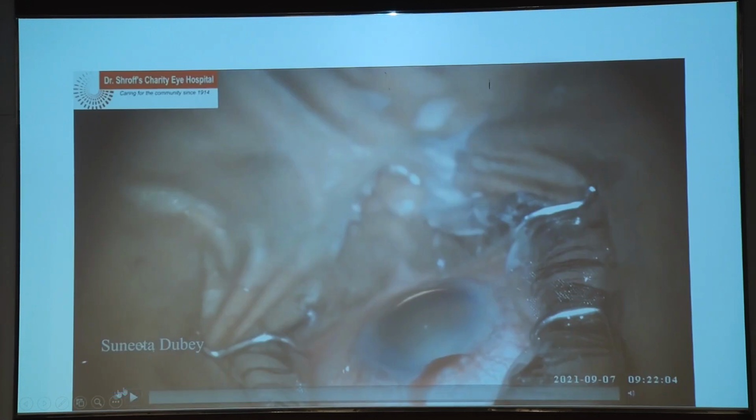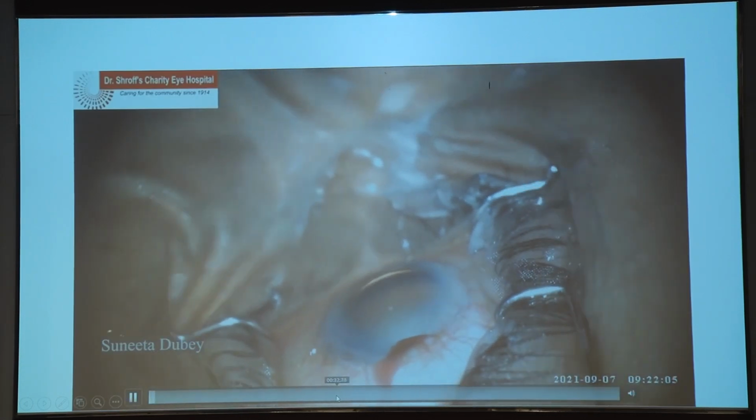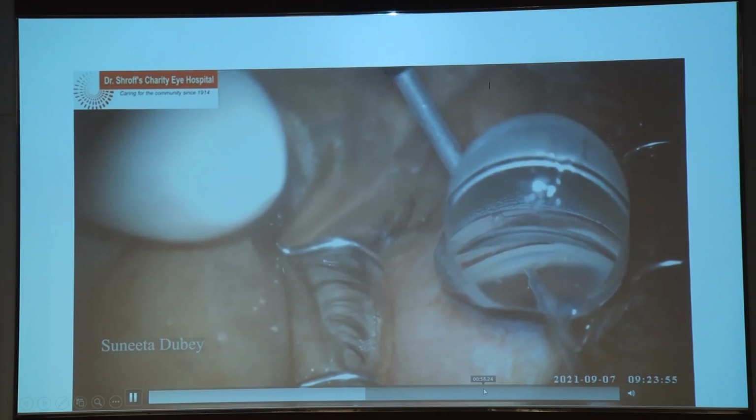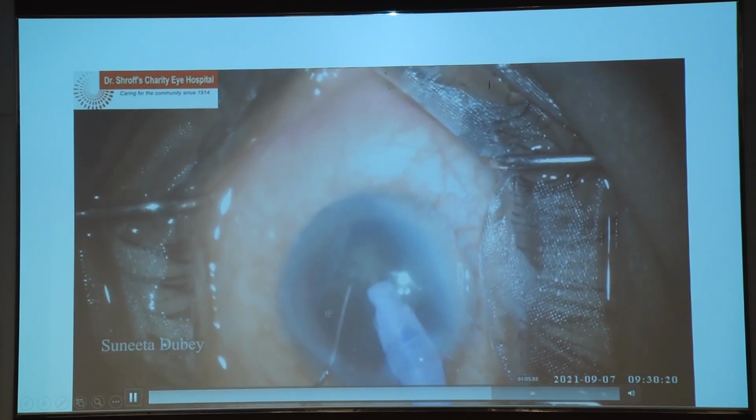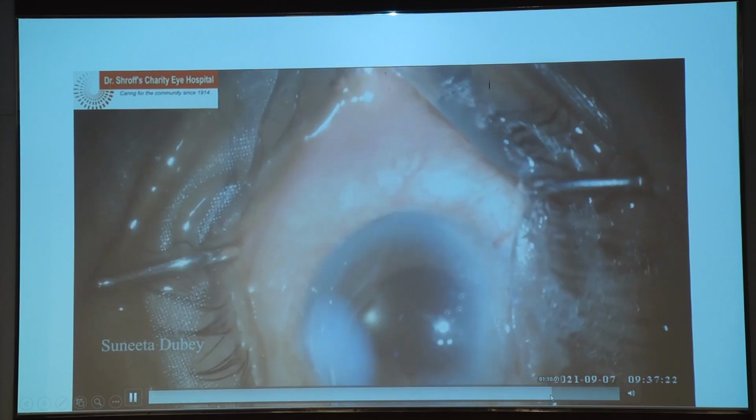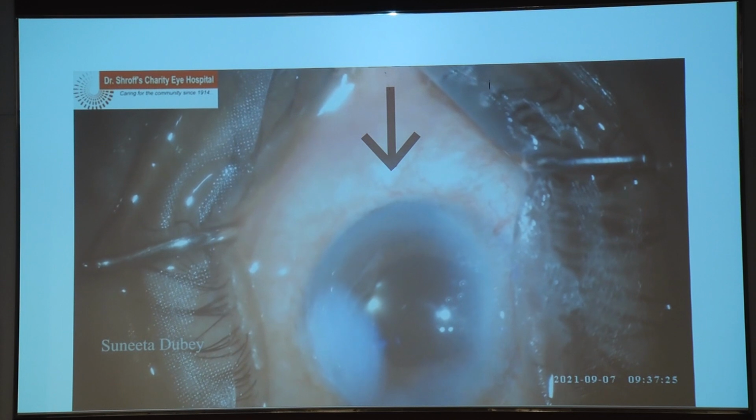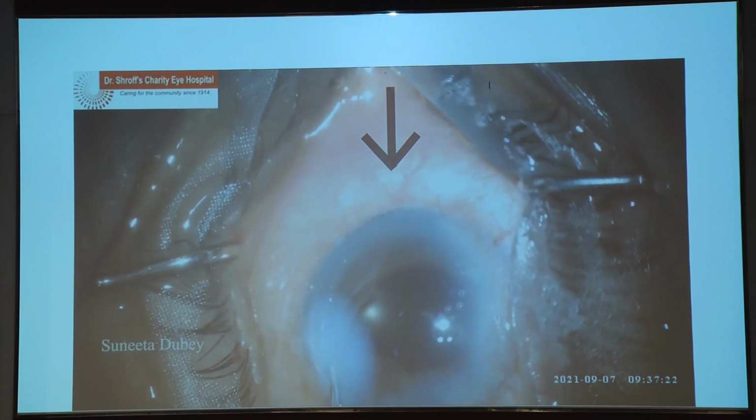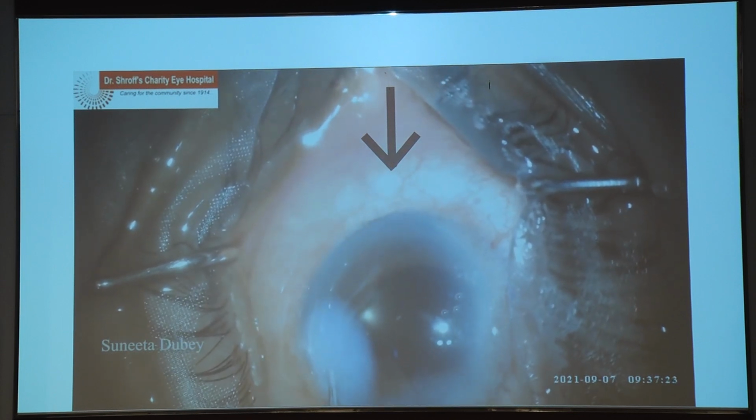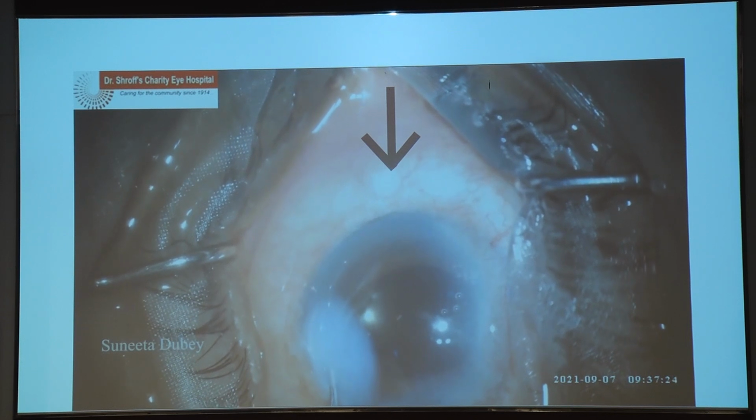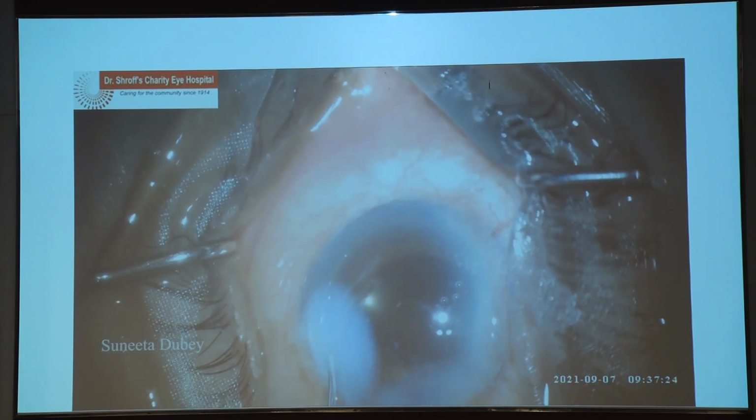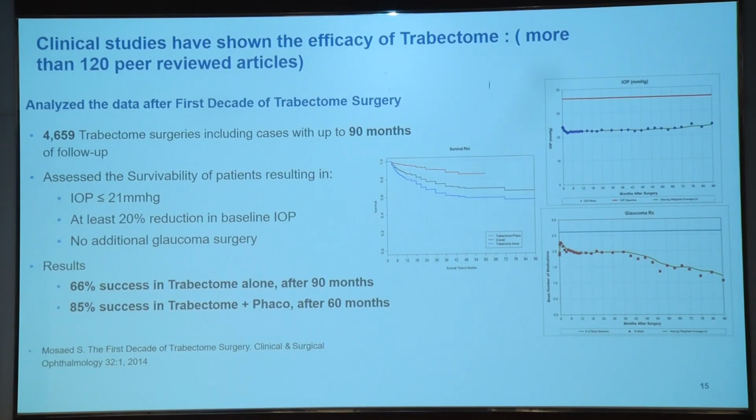And in all these procedures, if you see this fluid wave at the end of the procedure, when you form the anterior chamber, you see this blanching of the blood vessels, and this ensures that you have made a good connection between the anterior chamber and the collector channels. So this is to ensure.